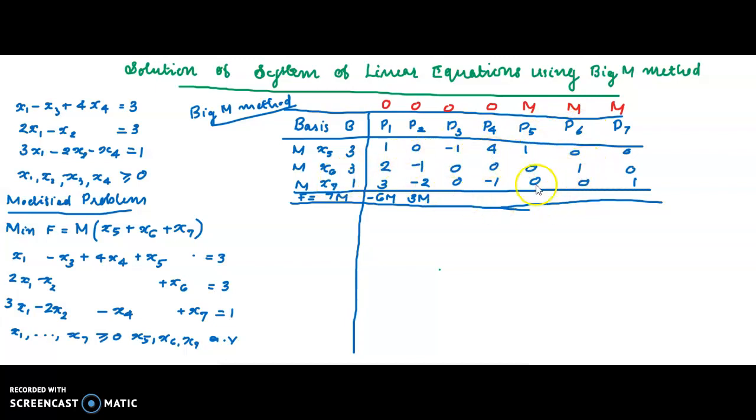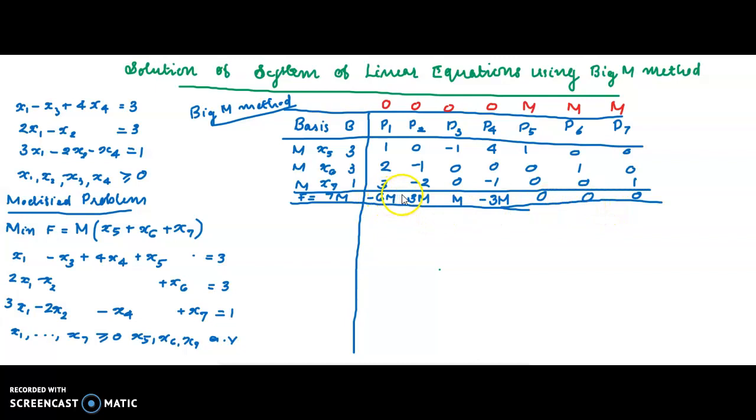Then m into 0, m into 0. m into minus 1 into negative, that is plus m. Again for P4: 0 minus of m into 4, m into 0, m into minus 1. Minus of minus 4m plus m, that is minus 3m. Then all the others are basic variables. You know that the net evaluations are zeros.